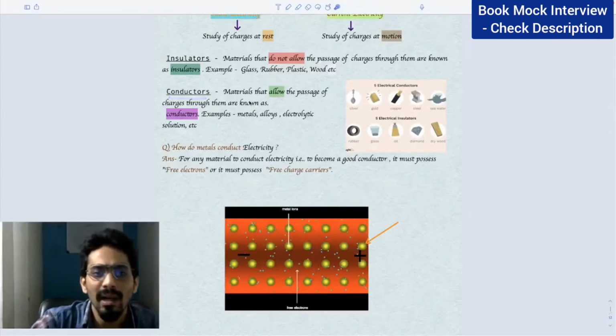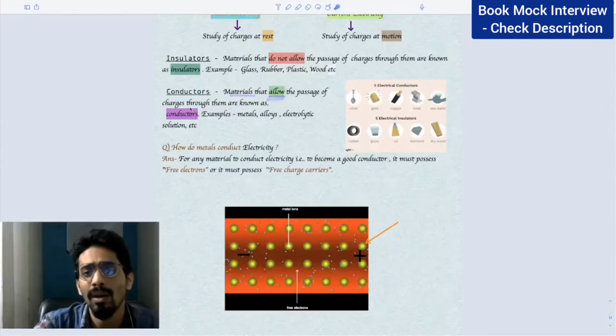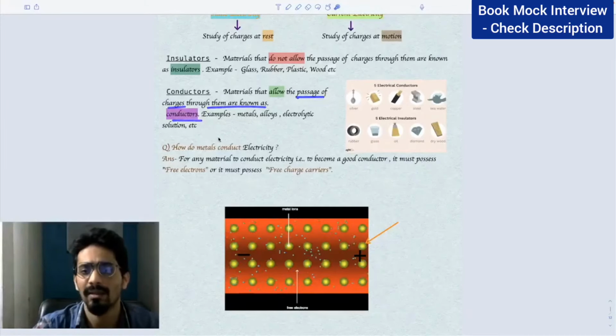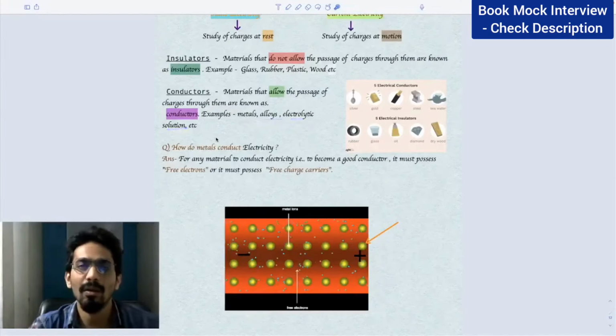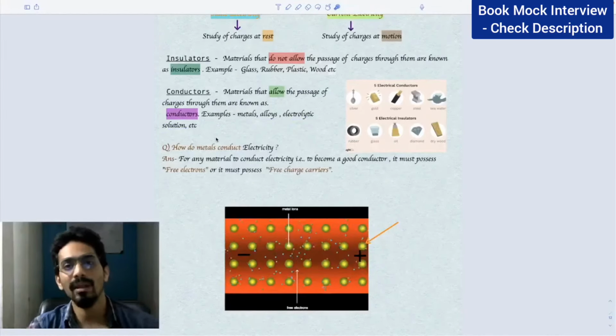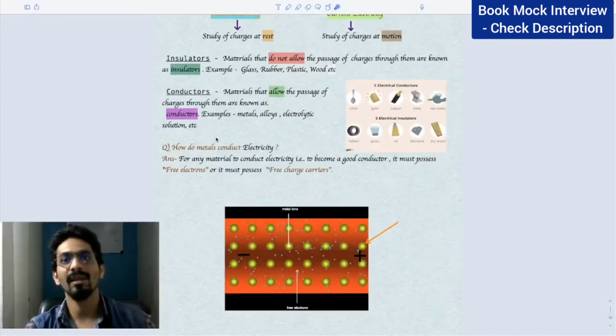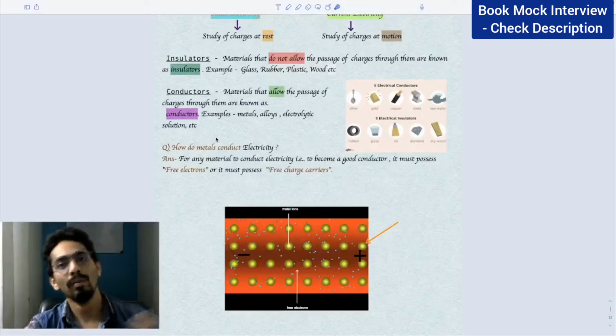Now, moving forward, conductors. What are conductors? Conductors are materials that allow the passage of charges through them. For example, metals, alloys, electrolytic solutions, etc. They are allowing the charges to pass through them, and that is why they are known as conductors, whereas insulators are not allowing the charges to pass through them.